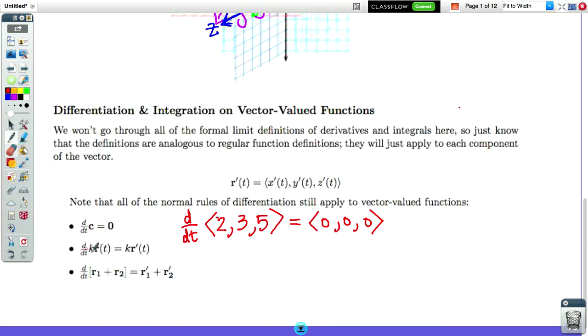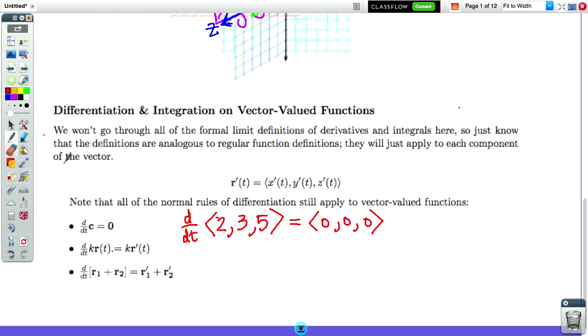If someone puts a constant in front of a vector, like I'm using a k here instead of a c, instead of changing anything that you're doing with differentiation there, you just pull the constant out to the front just like you would with a normal function in single variable calculus. Addition and subtraction works the same way. So if you're differentiating two vectors added together, you just differentiate the first one and differentiate the second one. Nothing goes wrong with addition or subtraction.